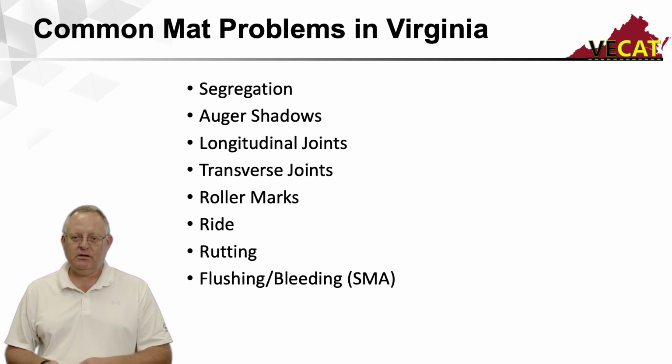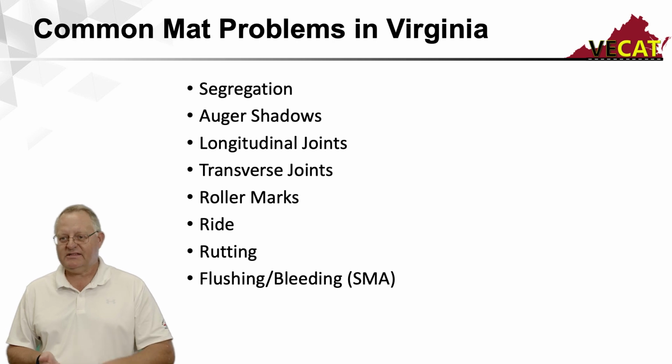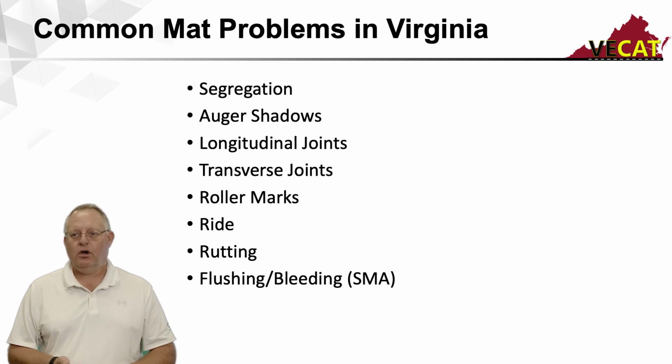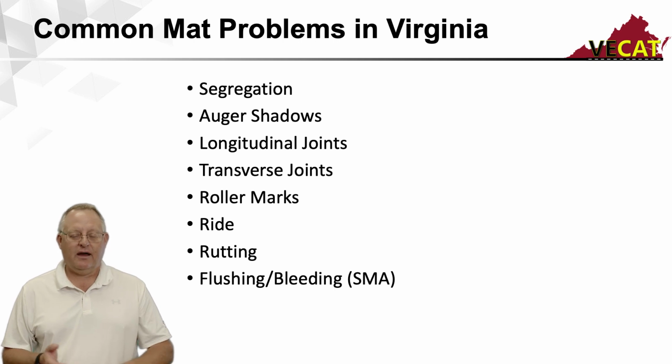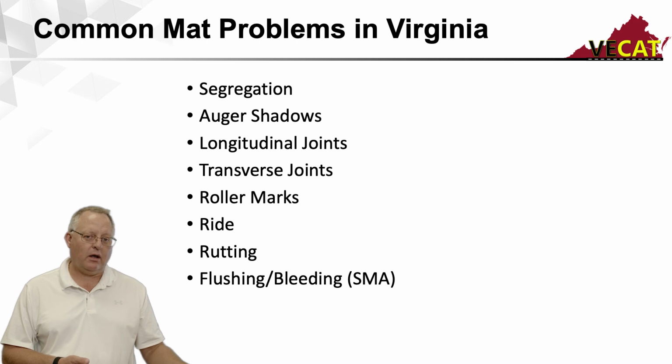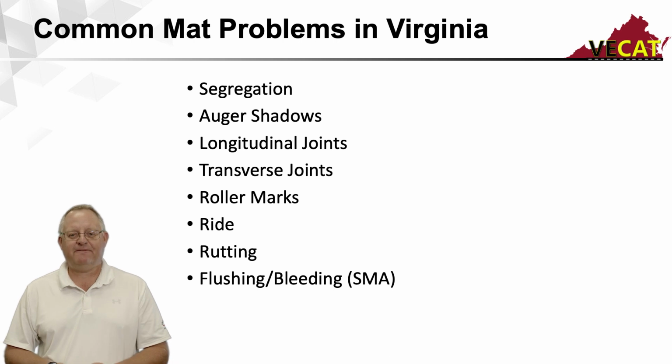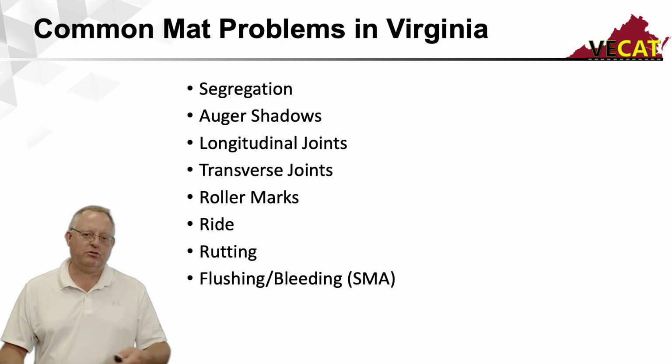Mix segregation is by far the biggest issue that we'll see. That can be caused by many different things, and we'll talk about those causes. We see at times auger shadows, which is a function of equipment. We'll see some issues with the longitudinal joints or our transverse joints. Every now and then we might see a roller mark. Maybe it's a poor ride quality. Maybe we've gotten some rutting. And at times, do we see any flushing or bleeding of the asphalt surface? So we're going to talk about those as we go through it.